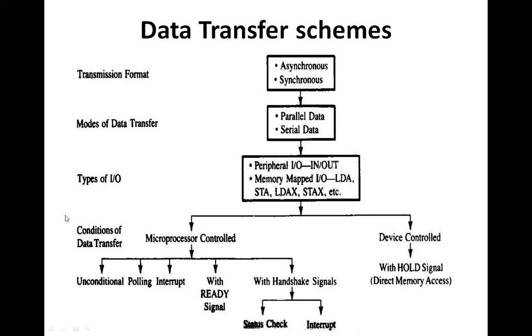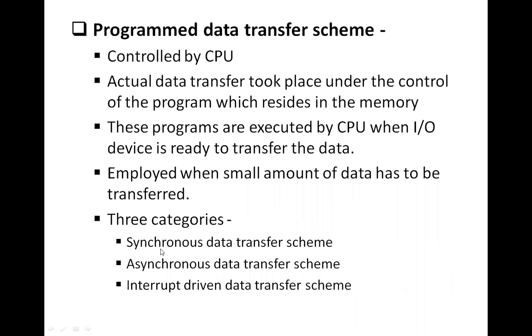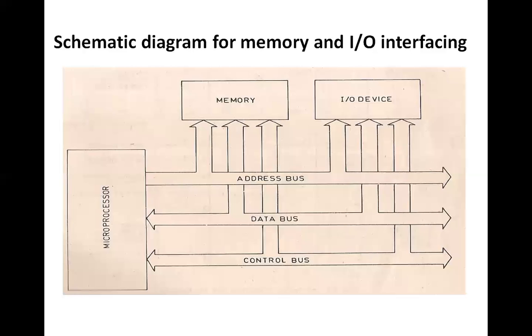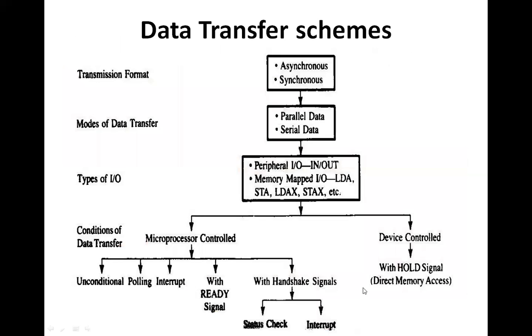Then we have conditions of the data transfer. The first one is the microprocessor controlled data transfer scheme, and another is device control. The example of microprocessor control, which I have just explained, is the processor based control program data transfer scheme, and the second one is the DMA data transfer scheme, that is device control. So depending upon the condition of data transfer, we have two categories. One is processor control data transfer scheme, and another is device control data transfer scheme.